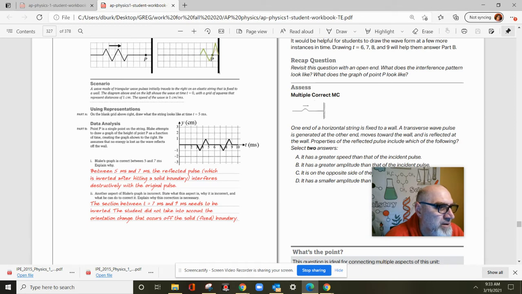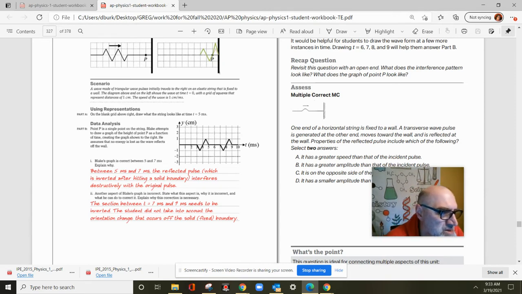Point P is a single point on the string. Blake attempts to draw a graph of the height of point P as a function of time, creating the graph shown to the right. He assumes that no energy is lost as the wave reflects off the wall. Blake's graph is correct between 5 and 7 milliseconds because the reflected pulse interferes with the original pulse, creating a flat line. Good job, Blake.